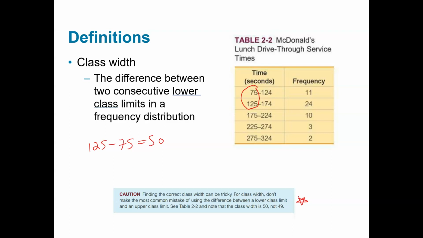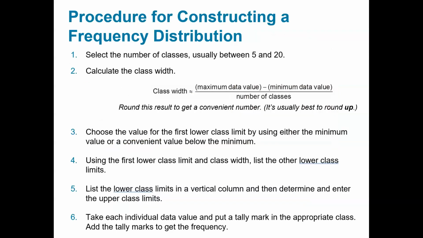Okay, so how do you construct one of these? Now that we've navigated what each part is, how do we actually make it? So I'll go through the 6 steps and then we'll do an example together and then I'll give you a you-try problem. So first you select the number of classes. Now sometimes that's provided to you, but usually it's between 5 and 20.